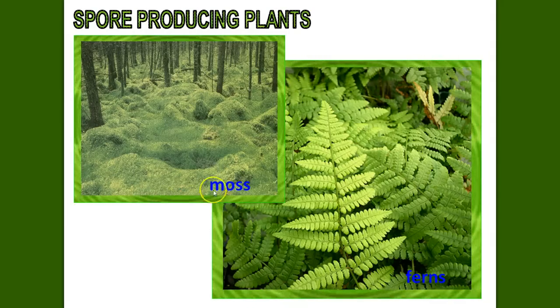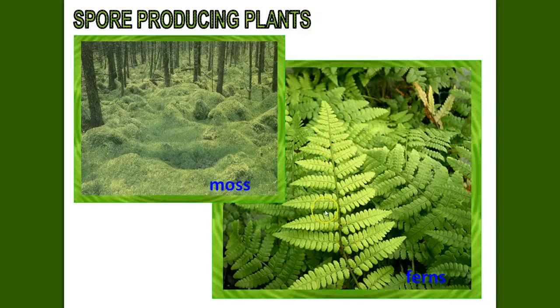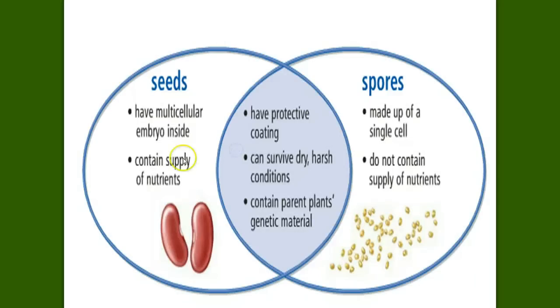Spore-producing plants like mosses and ferns. I know you've seen a fern before. Look at this. This is a fern, and we already know what mosses look like, but you didn't know that they reproduce by spores. So they don't reproduce by seeds, they reproduce by spores. And spores are itsy bitsy. And on a fern, they're up underneath the leaves of a fern. And in mosses, they're very small and they come out.